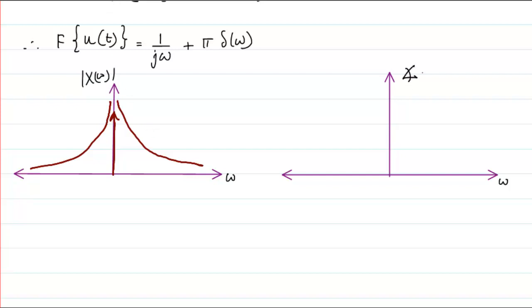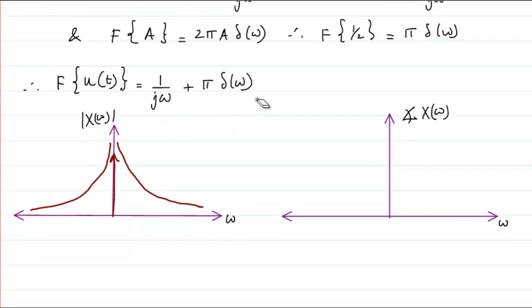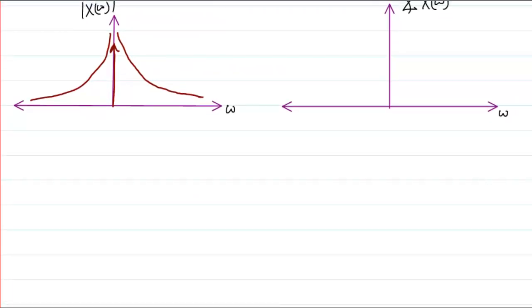Similarly, the phase angle of X of omega. As you can see here, the phase angle will be what we have seen previously. Whereas for the second part, that means for the impulse, the phase angle is 0. So it is as good as redrawing this one itself at pi by 2 and minus pi by 2. So we will draw it at pi by 2 and at minus pi by 2.